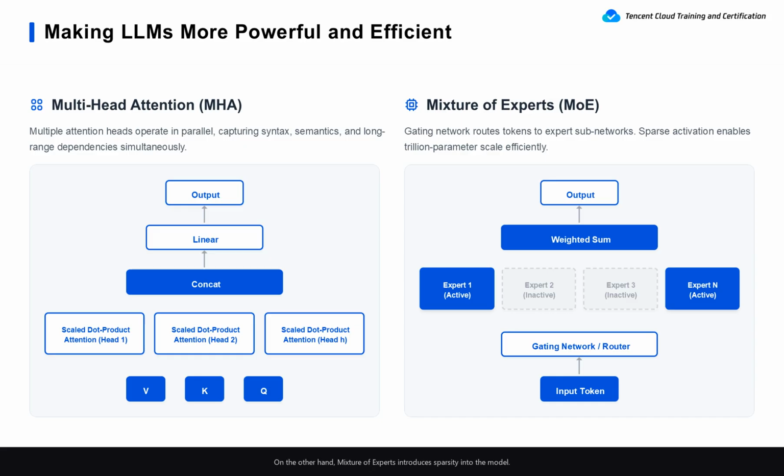On the other hand, mixture of experts introduces sparsity into the model. Instead of activating all parameters, a gating network dynamically selects a subset of expert subnetworks for each input token. This allows the model to scale to trillions of parameters while maintaining computational efficiency. In practice, this means higher performance without proportional increases in cost. Together, MHA improves understanding, while MoE improves scalability. These innovations are critical for building next-generation AI systems that are both powerful and resource-efficient.